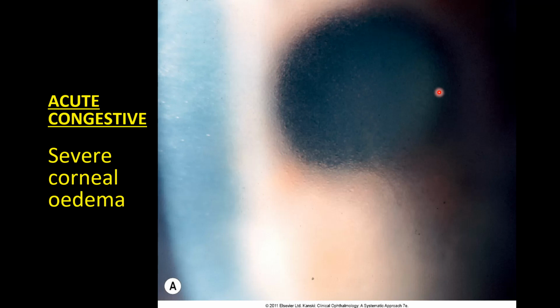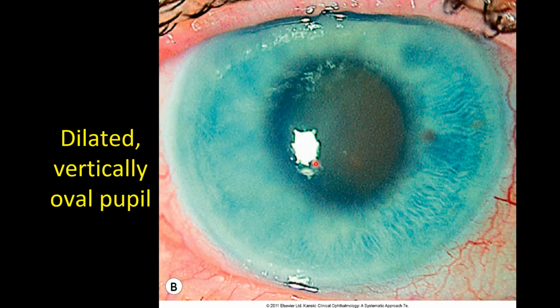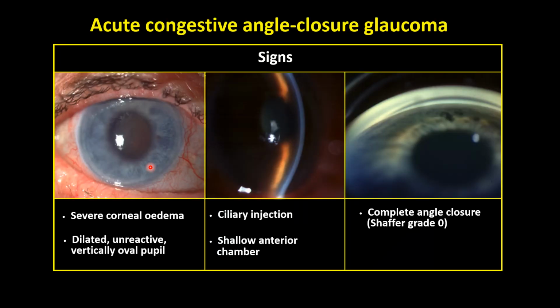Now this is corneal edema. We cannot see the margins of the pupil. The pupil is mid-dilated, vertically oval. Again the same thing, severe corneal edema. Because of edema, there is a haze, and we cannot see clearly the margins of the pupil. There is ciliary injection. The anterior chamber is shallow. There is one line on the iris, the other is on the cornea. There is a shallow anterior chamber. Then there is complete angle closure.